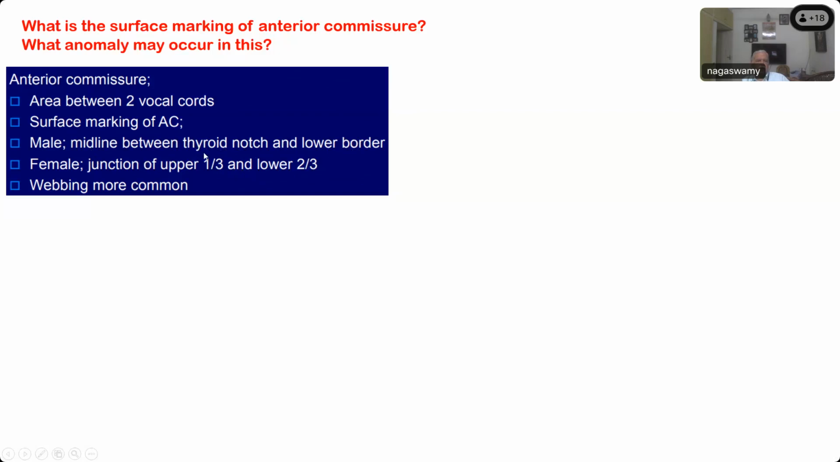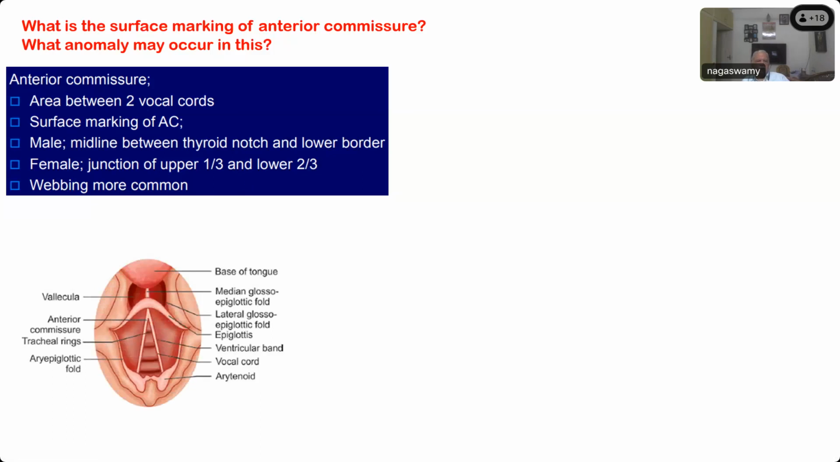So if somebody asks you to mark the attachment of the anterior commissure from outside, you will have to palpate the thyroid cartilage, and in the adult male you have to mark the midpoint between the thyroid notch and the inferior border of the thyroid cartilage, whereas in the female it will be the upper 1/3 and lower 2/3 junction. And webbing is a more common anomaly that can happen, especially in children. So this is again the picture showing that.